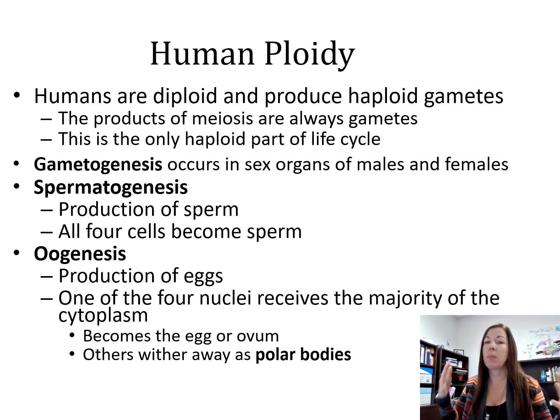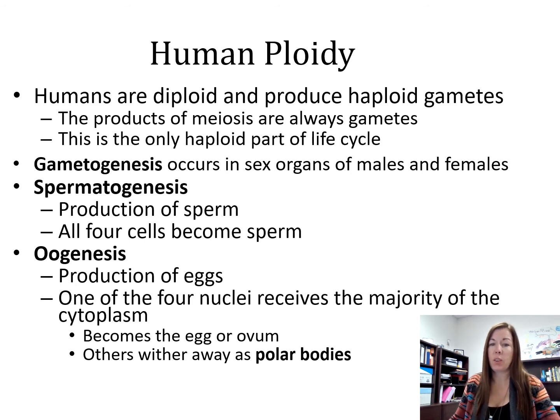The products of meiosis are always gametes, and that's the only haploid part of the life cycle. And so gametogenesis occurs in the sex organs of males and females. With spermatogenesis, that's where you'll see the production of sperm. And all 4 of those cells that are created at the end of meiosis become active sperm. Oogenesis is the production of eggs, so only 1 of the 4 nuclei receives the majority of the cytoplasm, and only 1 of those 4 cells actually becomes the egg or the ovum. The other ones go away as polar bodies.